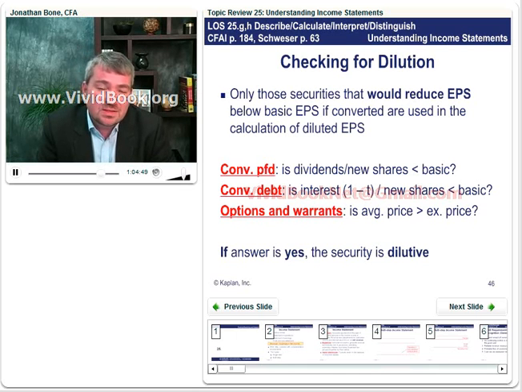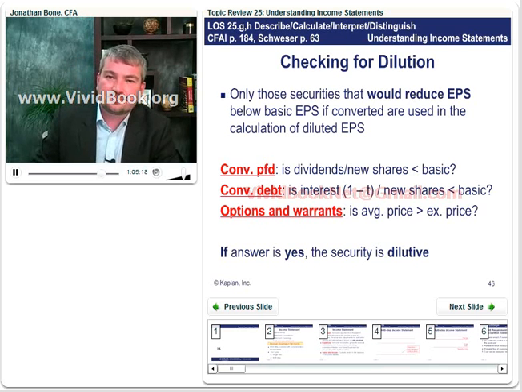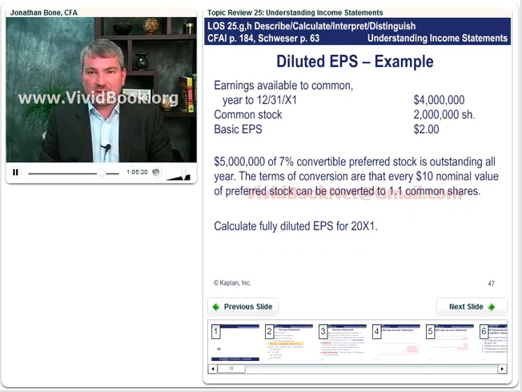Employee stock options and warrants, we use a different technique. What we look at is the average stock price during the year and compare that to the strike price, i.e. the exercise price on the option. If the average price is greater than the exercise price, we conclude that these options would be exercised, or these warrants would be exercised. And remember, it doesn't matter whether they can be in this year or not. That's irrelevant to the computation. But if they would be exercised, if they could be, then they will be dilutive. Okay, let's take each one of these in turn.